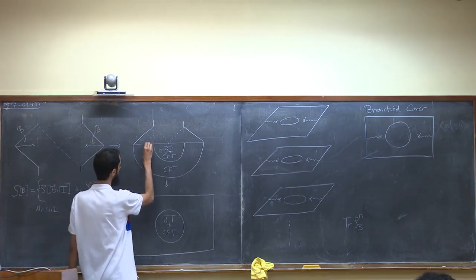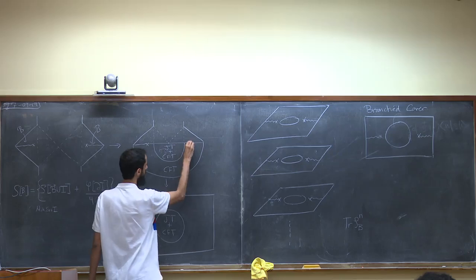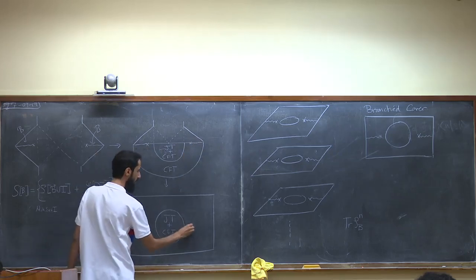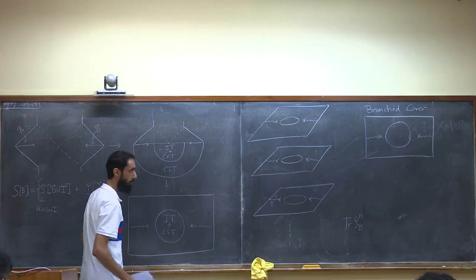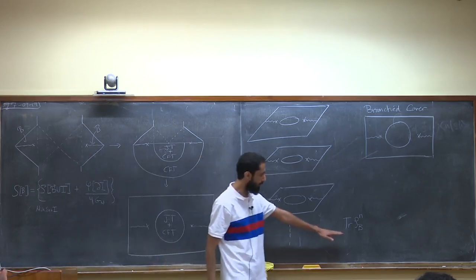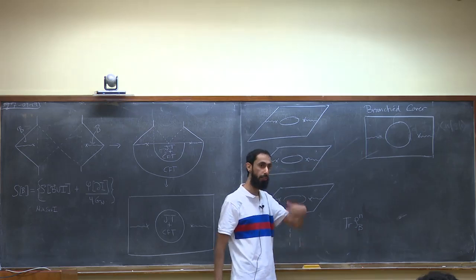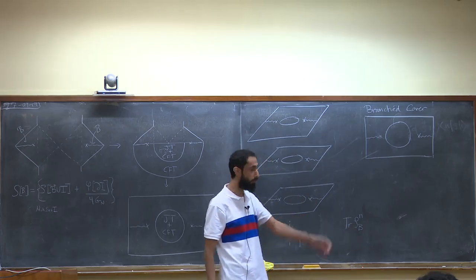I'm representing the region with a cut, which is a standard thing one does in computing the entropy using the replica trick. So the thing that we're trying to compute is trace rho of B to the n, then take the derivative with respect to n, and then take n to 1.